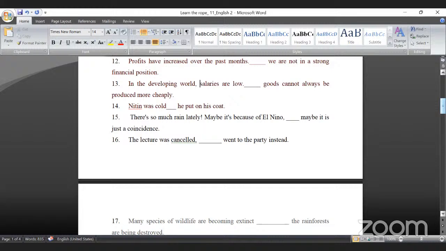The lecture, 16th one, the lecture was cancelled. Dash went to the party instead. I think the subject is missing. Yeah. The lecture was cancelled, so we went to the party instead. Here you don't need the comma because this is one full sentence. There's a comma separation there. If it was a full stop, then you will have to use the other rule of so followed by a comma. So we went to the party instead.